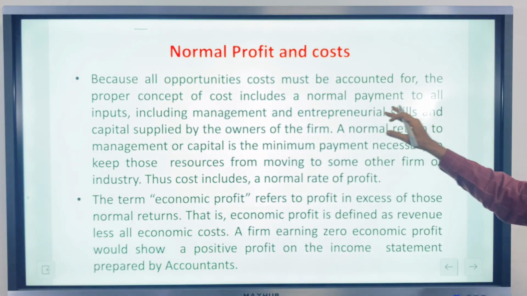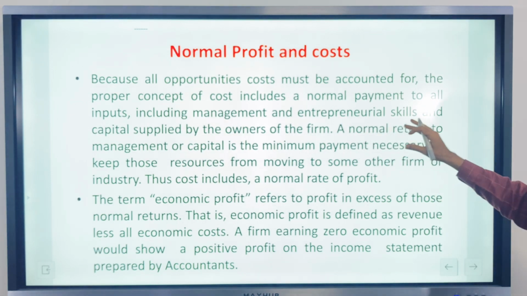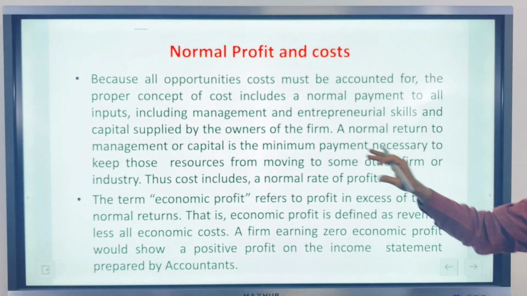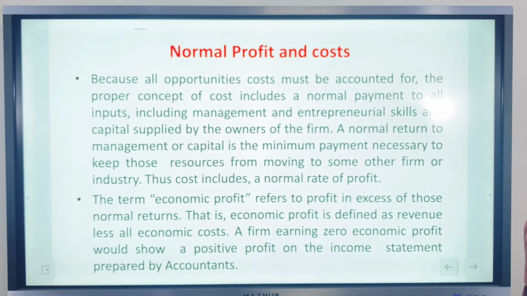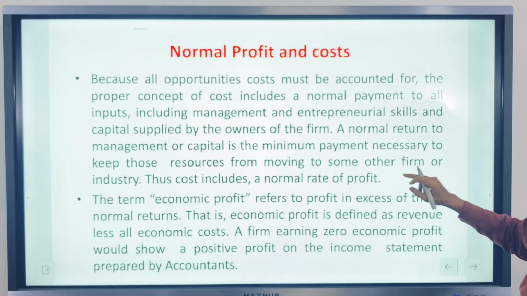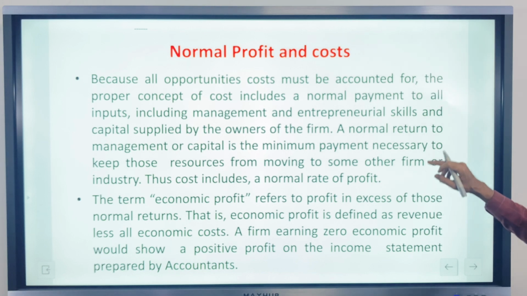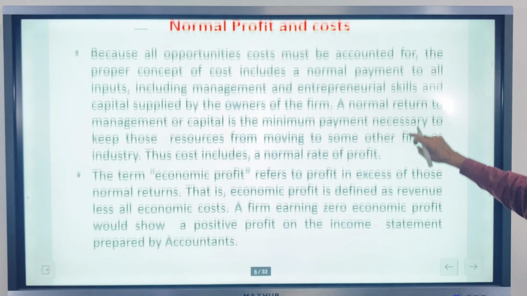Because all opportunity costs must be accounted for, the proper concept of cost includes normal payment of inputs. What are the inputs? Land, labor, capital, organization. For land you pay rent, for capital you pay interest, for labor you pay wages, and for organizing you pay some normal profit. All four put together is the cost. Hence, normal profit is a part of the cost according to the Alfred Marshall economic concept.